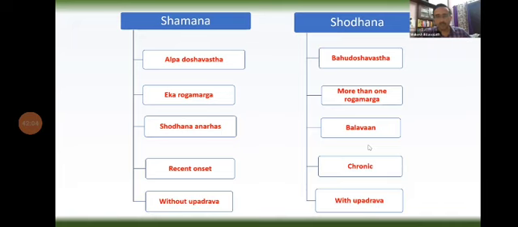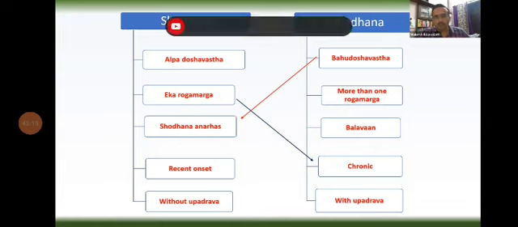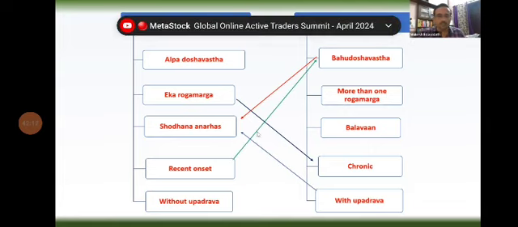Again, there are various permutations and combinations. For example, Bahudosha Avastha, if the patient is unfit for Shodhana, you may have to go for Shamana. Eka Roga Marga, but a chronic disease, you may have to go for Shodhana. So like this, there can be a lot of permutations and combinations which you can work upon. But these are some of the indicators that you can use.